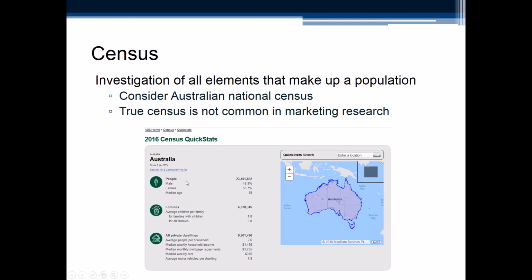So you can see here, for example, the ABS has given the population of Australia down to the exact individual person, so 23,401,892 people are living in Australia, and they can say that the median age is 38. The average number of children per household is listed here. You can see the median monthly mortgage repayments down to the dollar, and we can assume that that's accurate because they've measured that in everyone in the population.